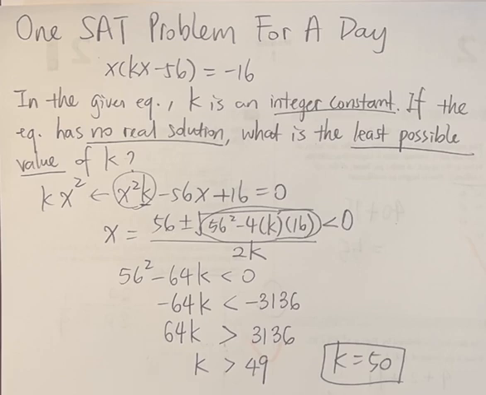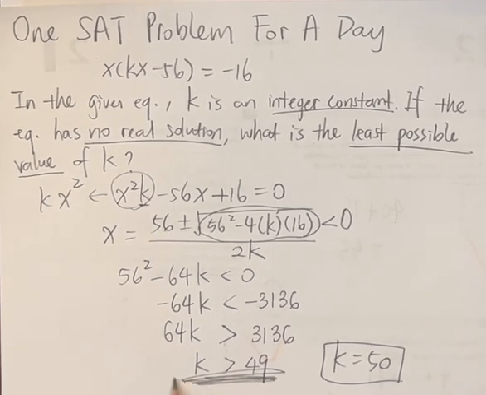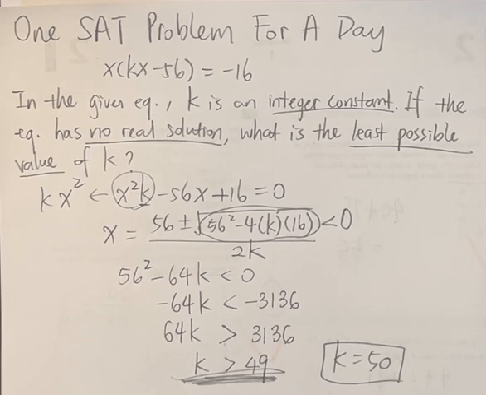For example, no real solutions means that the expression under the square root is going to be less than 0, and the least possible value is given by the range. You have to find the range first, and then for the least possible value, you have to do some thinking and add 1 to it, or add some other number, depending on the question.